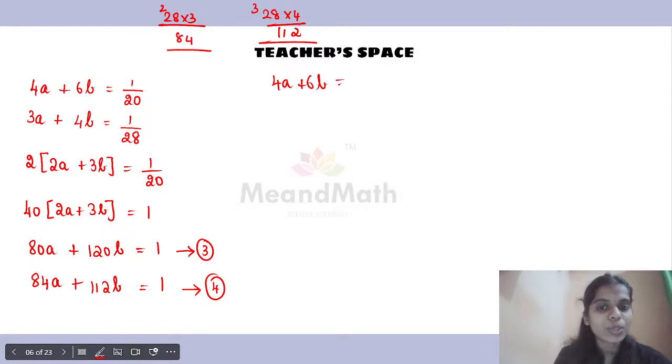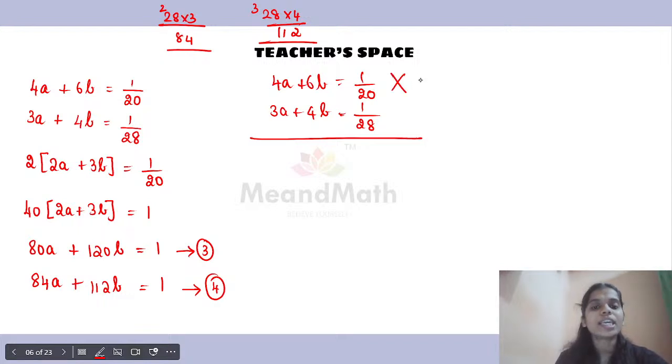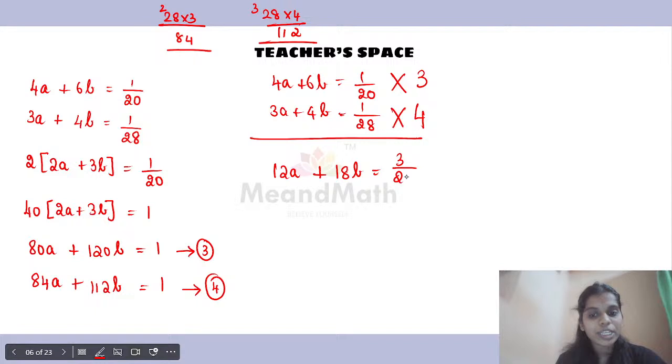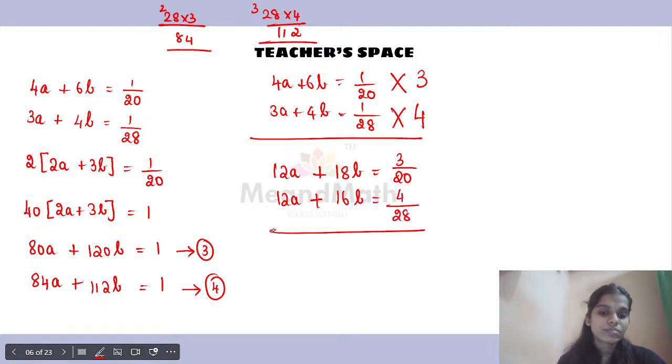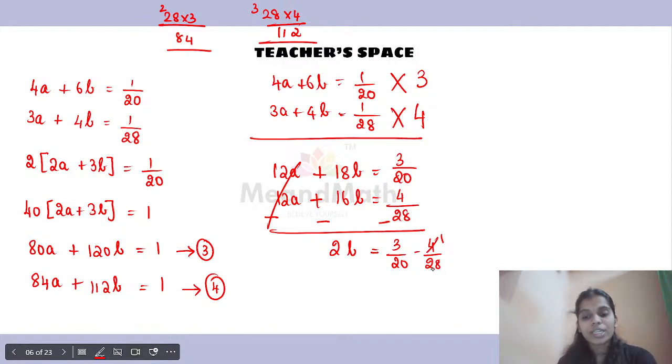4a plus 6b equals 1 by 20. 3a plus 4b equals 1 by 28. I am going to cancel a. So this equation into 3 and this equation into 4. Right? 12a plus 18b equals 3 by 20. 12a plus 16b equals 4 by 28. Minus. Cancel. 2b equals 3 by 20 minus 4 by 28, which is nothing but 1 by 7. 4 by 28 is nothing but 1 by 7.